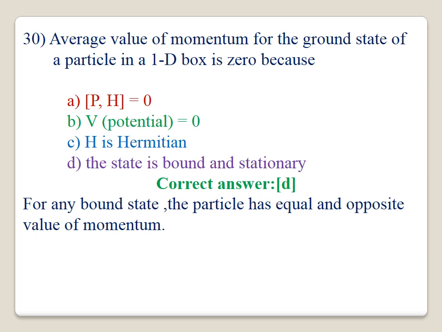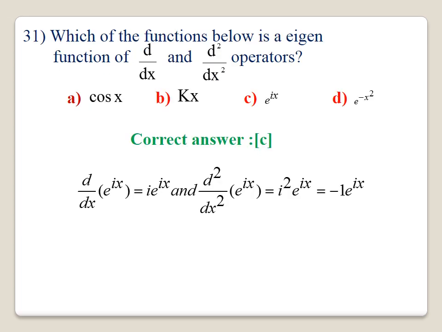Question number 30. The average value of momentum in the ground state of a particle in a one-dimensional box is 0, so option D is correct. The state is bound and stationary. For a bound state, the particle has equal and opposite values of momentum. The correct answer is D.